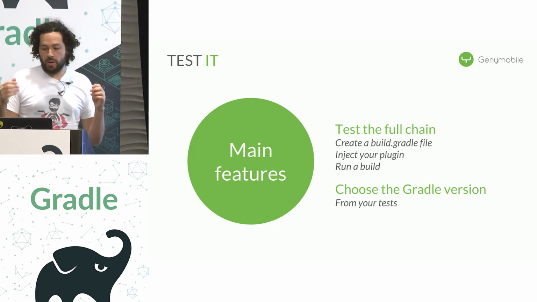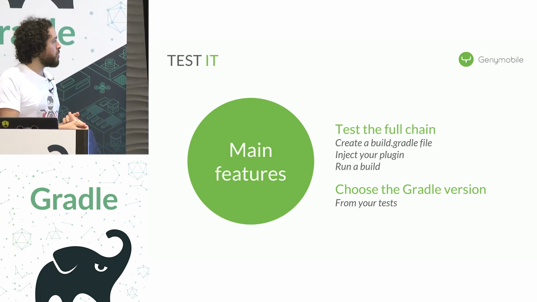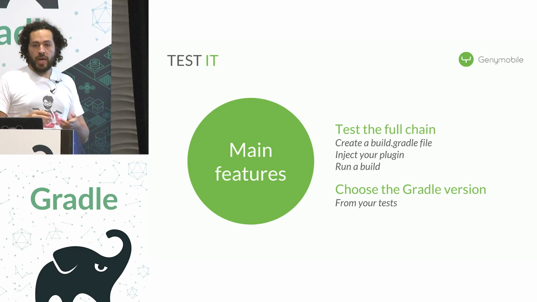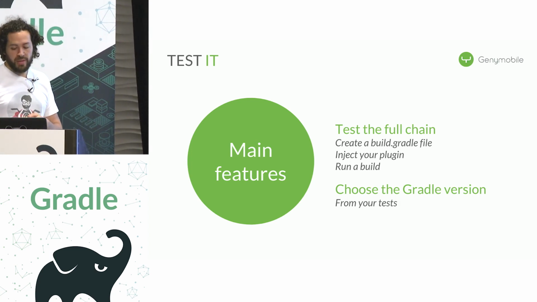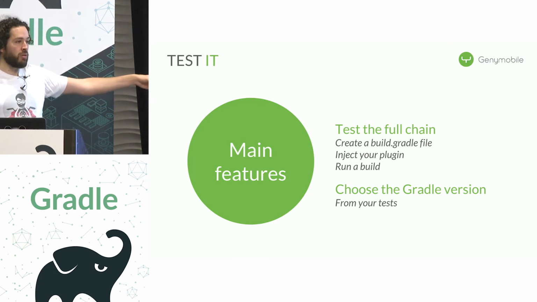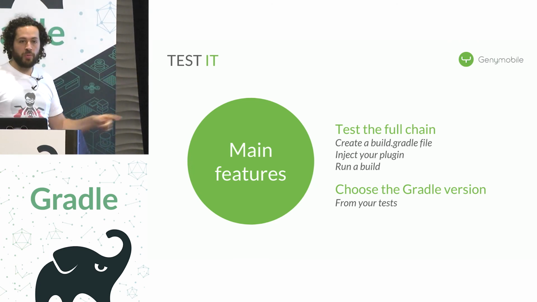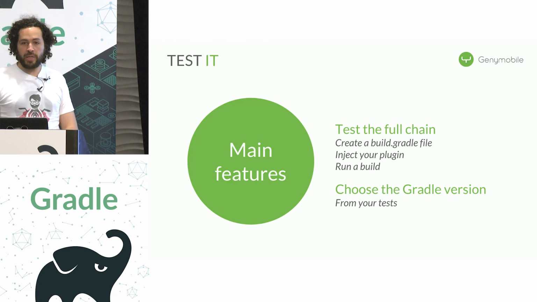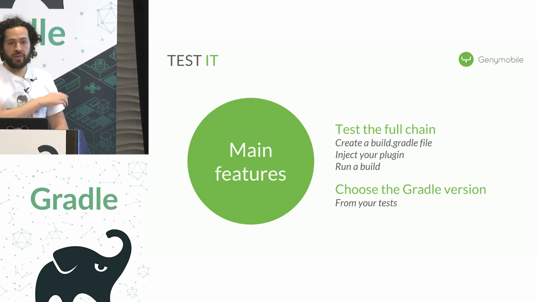You will create your build.gradle, you will inject your plugin on this project, and you will run the build. And you will be able to test, of course, yeah, something interesting also. You can choose the Gradle version you want to run your project on for your test directly from this API, the test kit API.